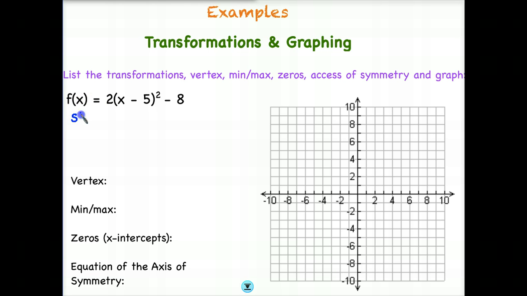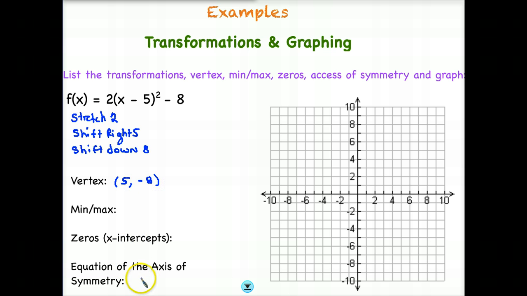which is a stretch of 2. We have a -5 in here, so we know we're going to shift the opposite way. So we're going to shift right 5. And we have a -8 on the end, which means we shift down 8. Okay, so for our vertex, we have shifted right for the x part, and we have shifted down for the y part. And we know then that our vertex is going to be a +5 and a -8.